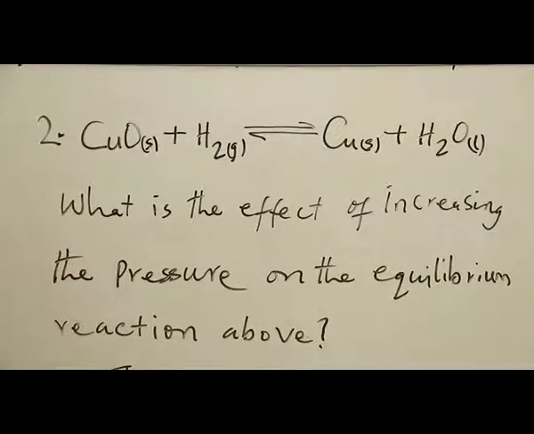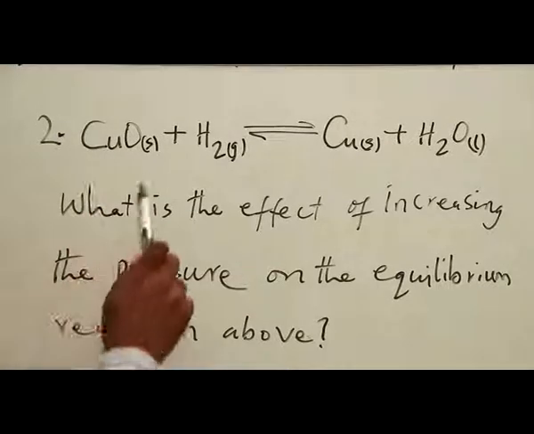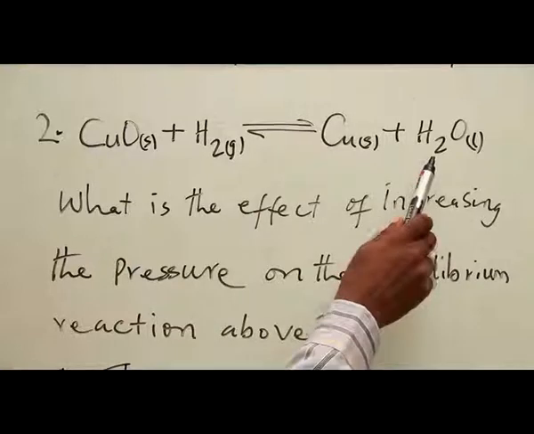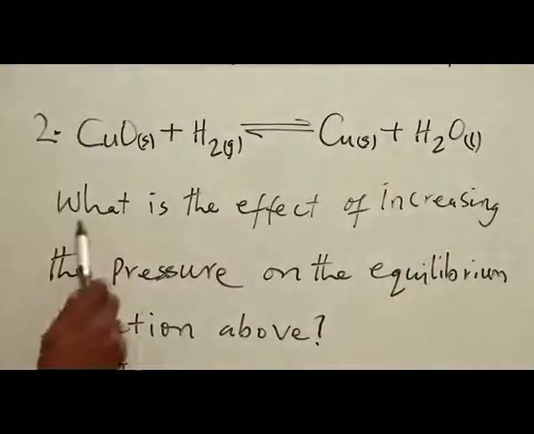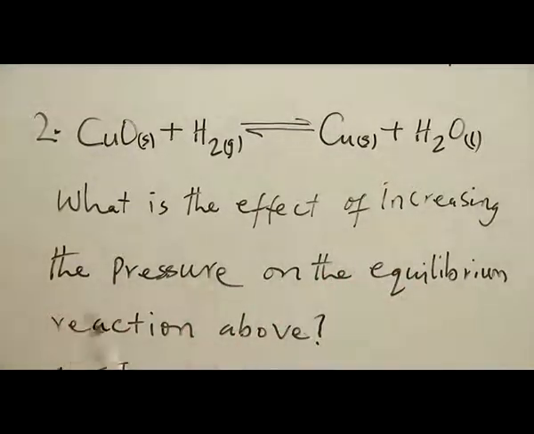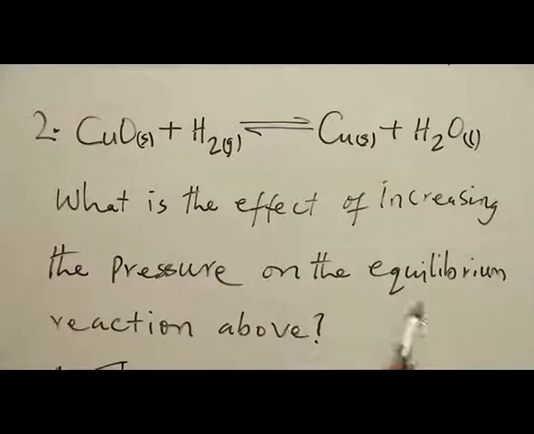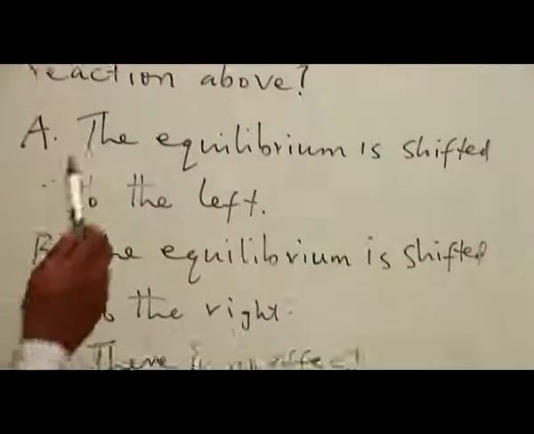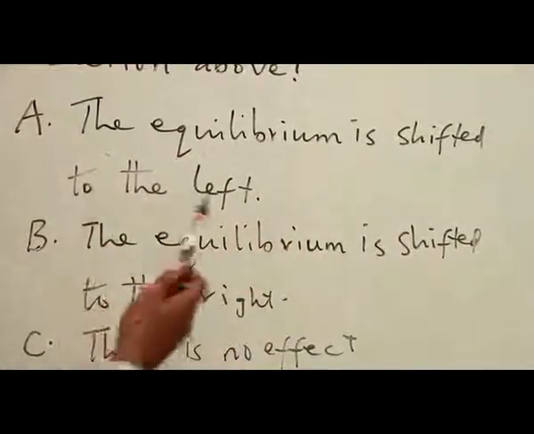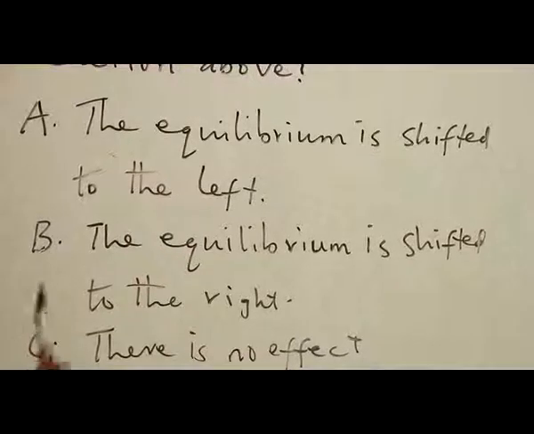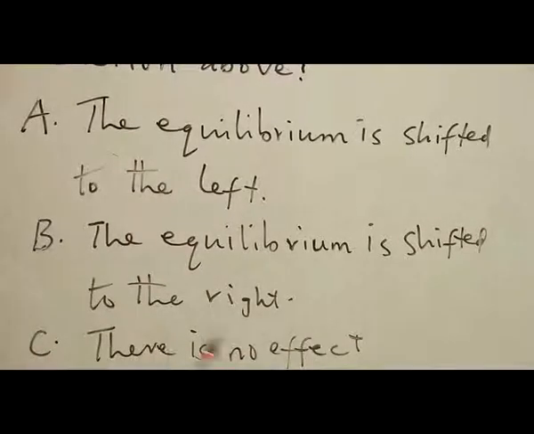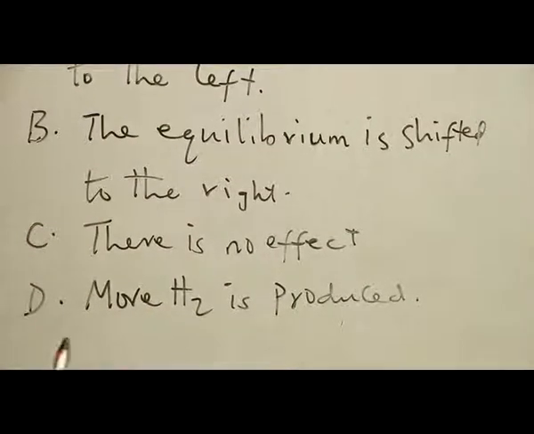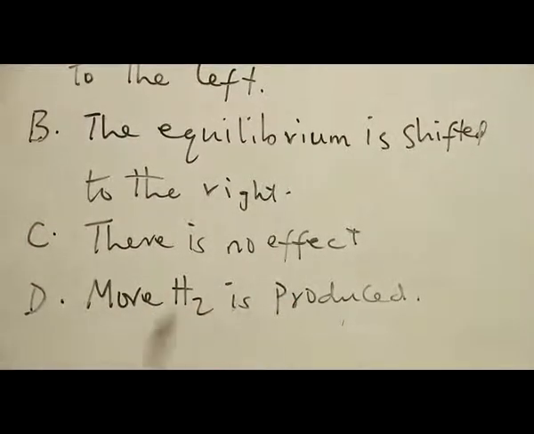Number 2. Copper(II) oxide plus hydrogen to give copper plus water. What is the effect of increasing the pressure on the equilibrium reaction above? A. The equilibrium is shifted to the left. B. The equilibrium is shifted to the right. C. There is no effect. And D. More hydrogen is produced.